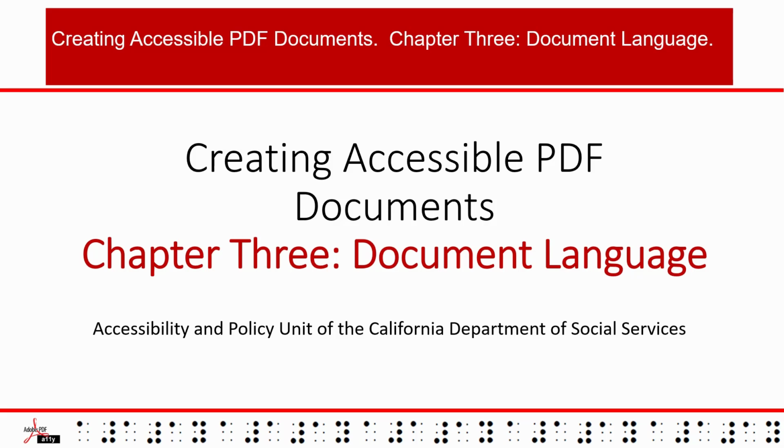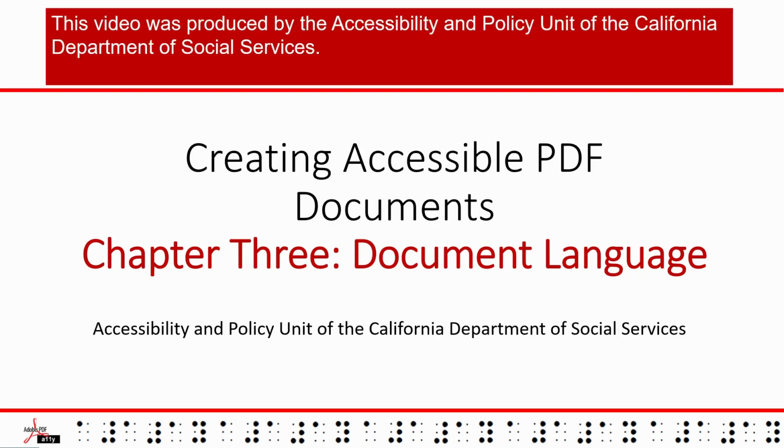Creating Accessible PDF Documents, Chapter 3, Document Language. This video was produced by the Accessibility and Policy Unit of the California Department of Social Services.